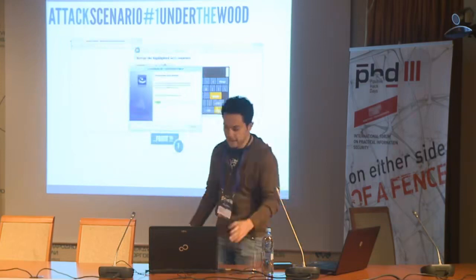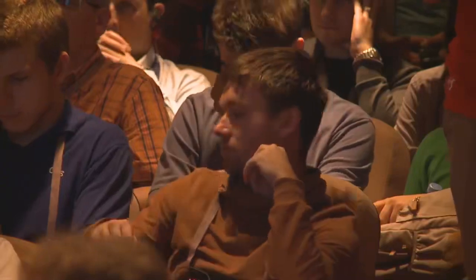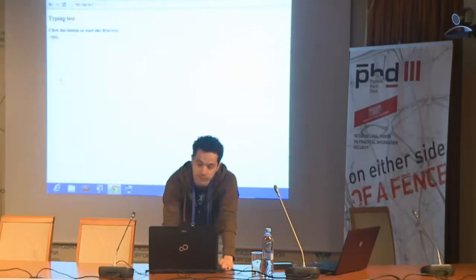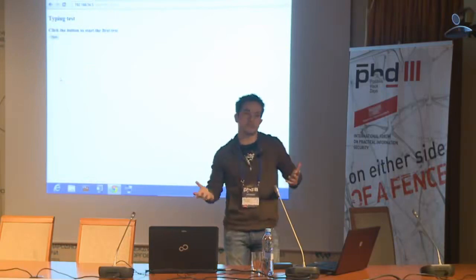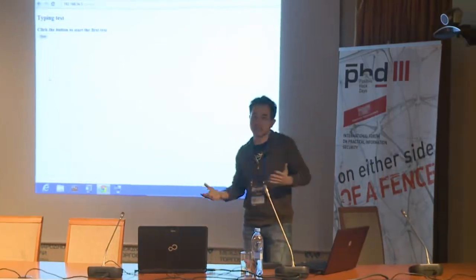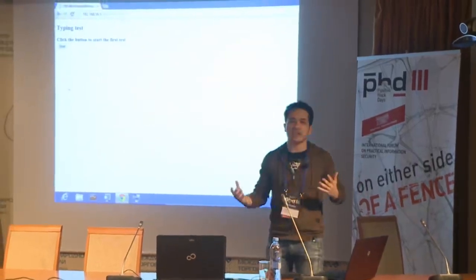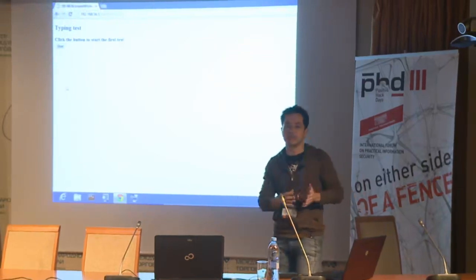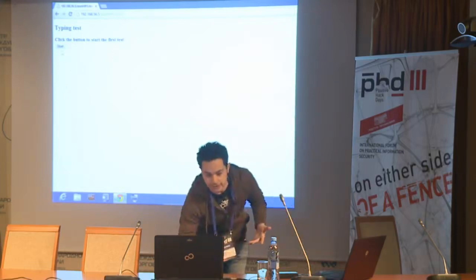Okay? Let's see this in action. Let's move to Windows 8. The proof of concept I thought about is a typing test. Okay, it's one of the proof of concept that you can design. You can find a lot of typing tests for free on the web. They can provide you some exercises in order to improve your typing skill or typing speed, whatever. So let's take the first test.